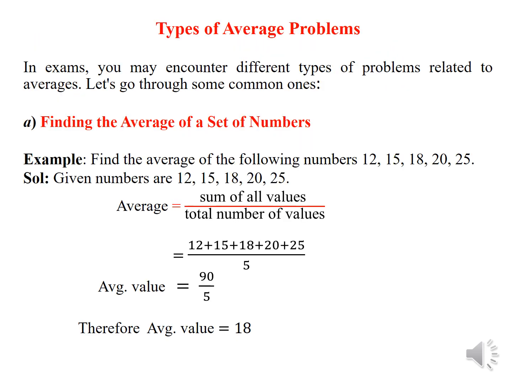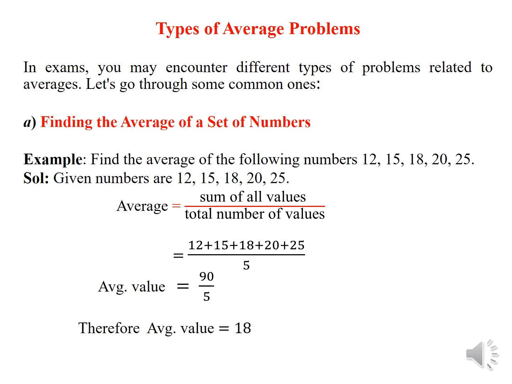Let us see some different types of average problems. In exams, you may encounter different types of problems related to averages. Let's go through some common ones. Finding the average of a set of numbers. First example, find the average of the following numbers: 12, 15, 18, 20 and 25.